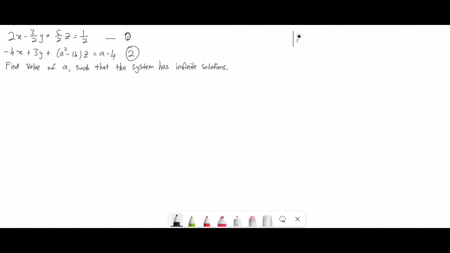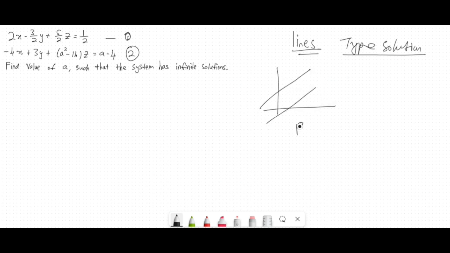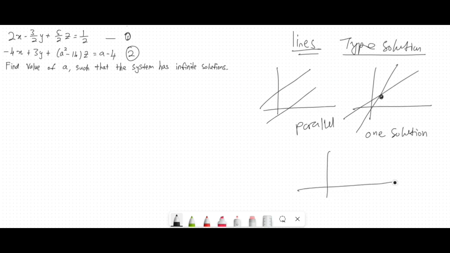Right, so lines, what are the types of solution for lines? Let's not look at planes first. So there can be no solutions when two lines are parallel, remember? And there can be one solution where two lines intersect each other. One solution. And there also can be infinite solutions if two lines are identical.